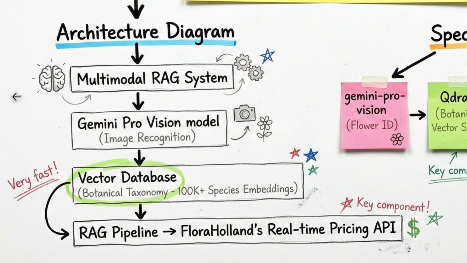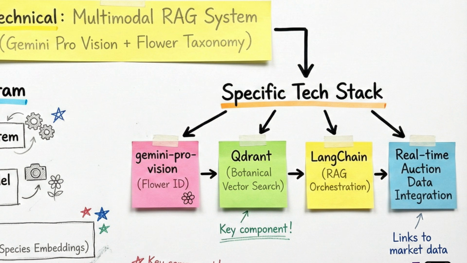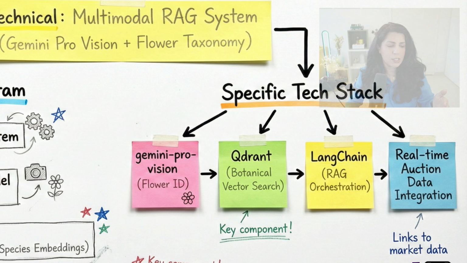We need RAG, a vision model to look at our plants, put them in a vector database, and use a RAG pipeline to have real-time pricing. So for a tech stack, we could think of Gemini Pro or any kind of vision model. We could have Qdrant or Chroma for the vector database, using LangChain for the RAG orchestration and real-time auction data integration. Then link that to the market data. On a conceptual level, this is what we can build.